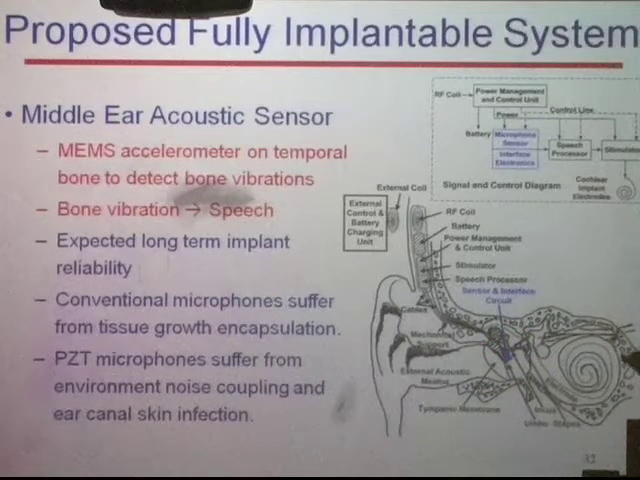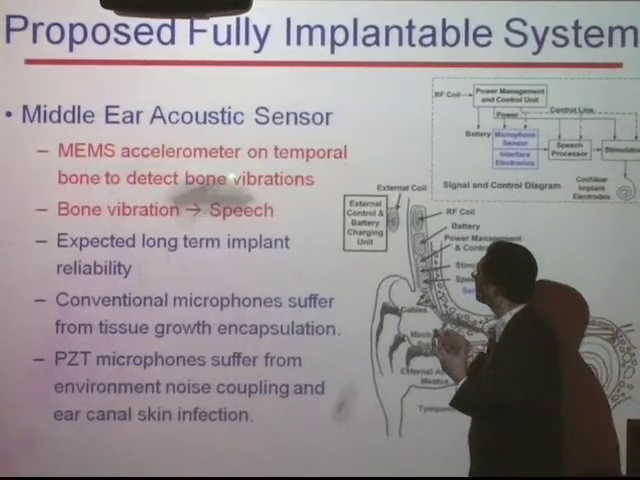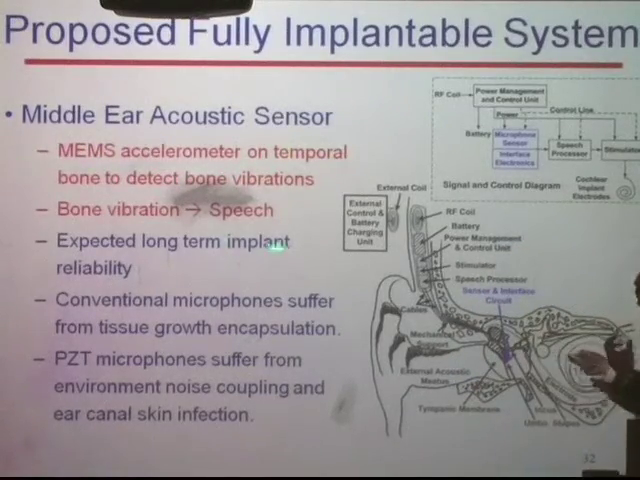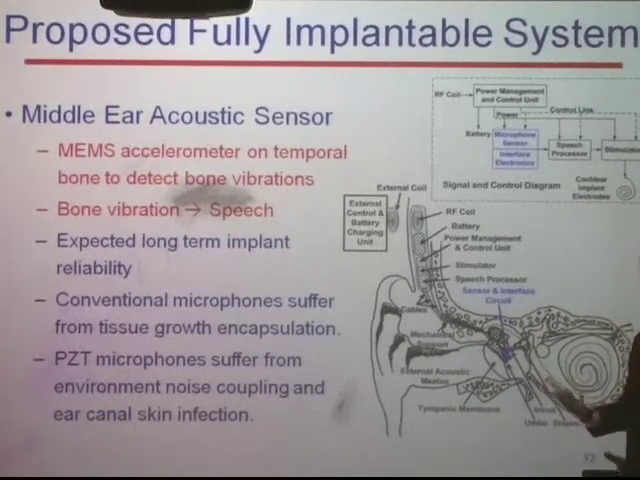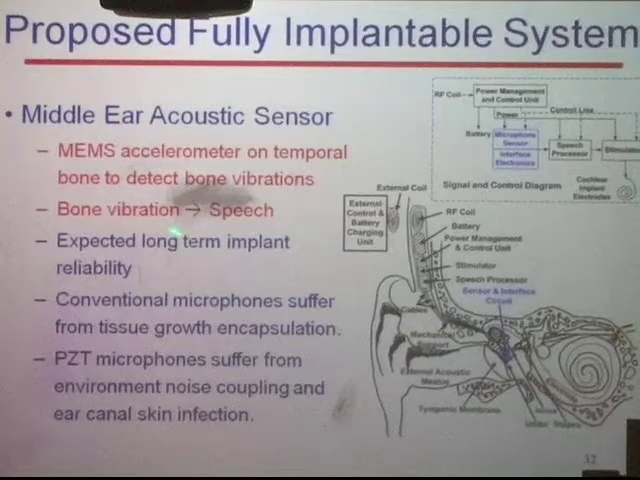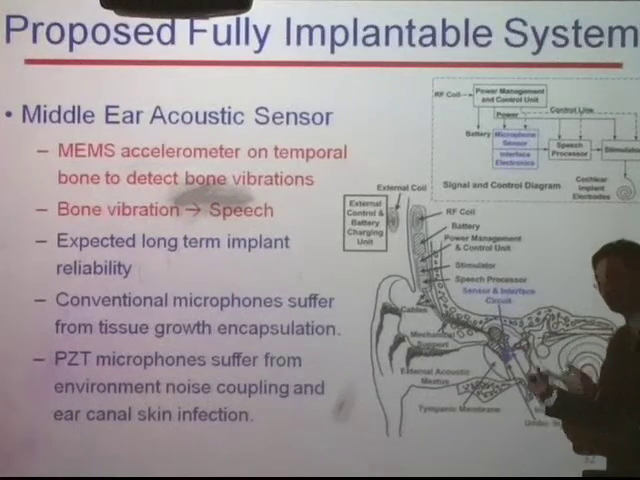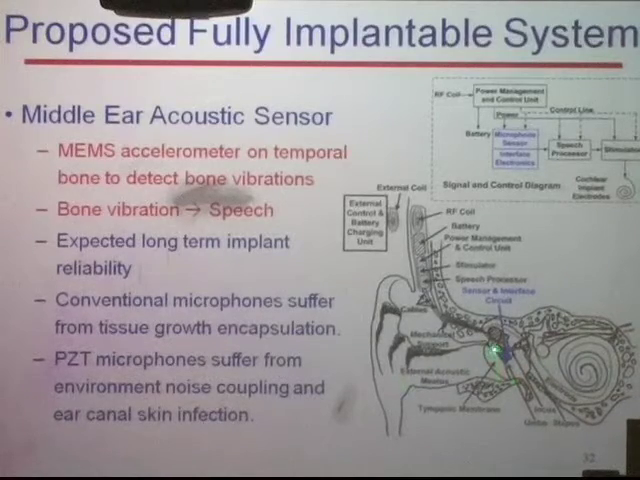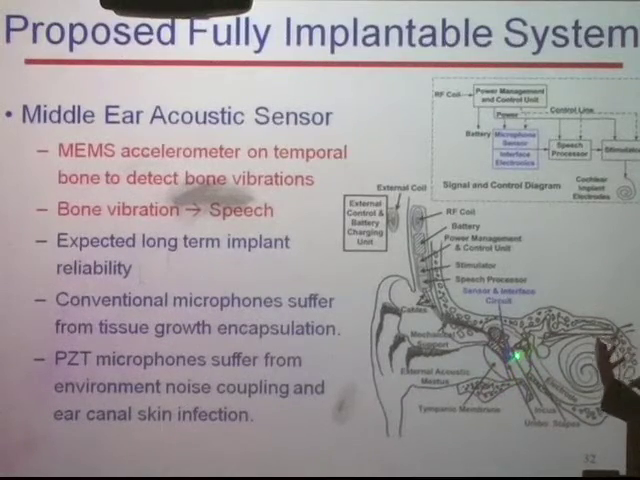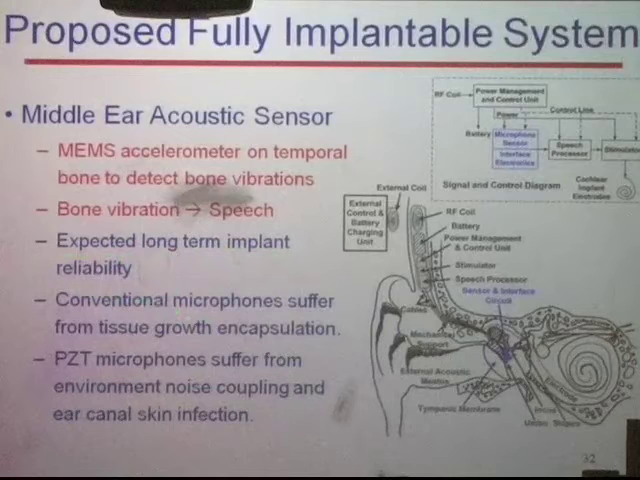Basically, we want to take a micro-electromechanical accelerometer and position it on the temporal bone to detect the bone vibration. If the bone vibrates, and this sensor can detect the vibration, and the vibration information really represents the speech information, because it's the acoustic energy that modulates the tympanic membrane, causing the displacement or vibration of the bone. And because we're using an accelerometer, it can be fully packaged and encapsulated. We expect long-term implant reliability.